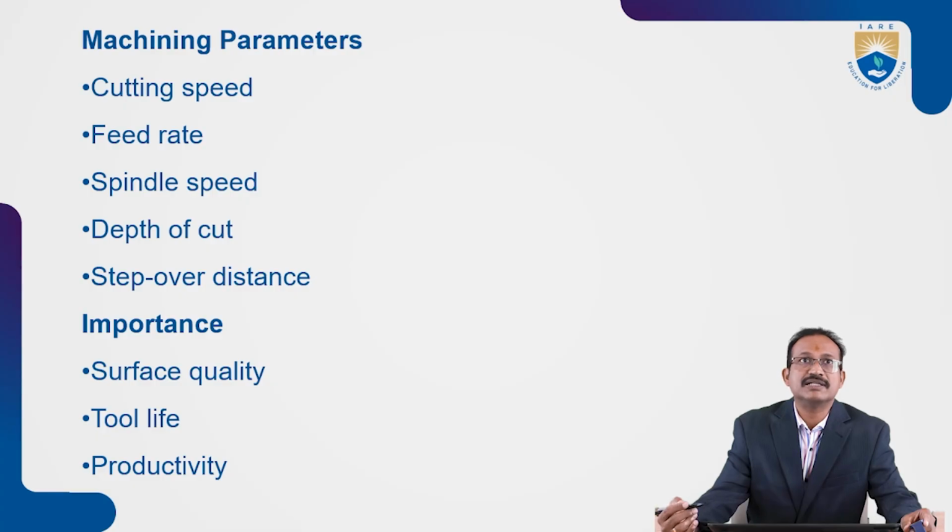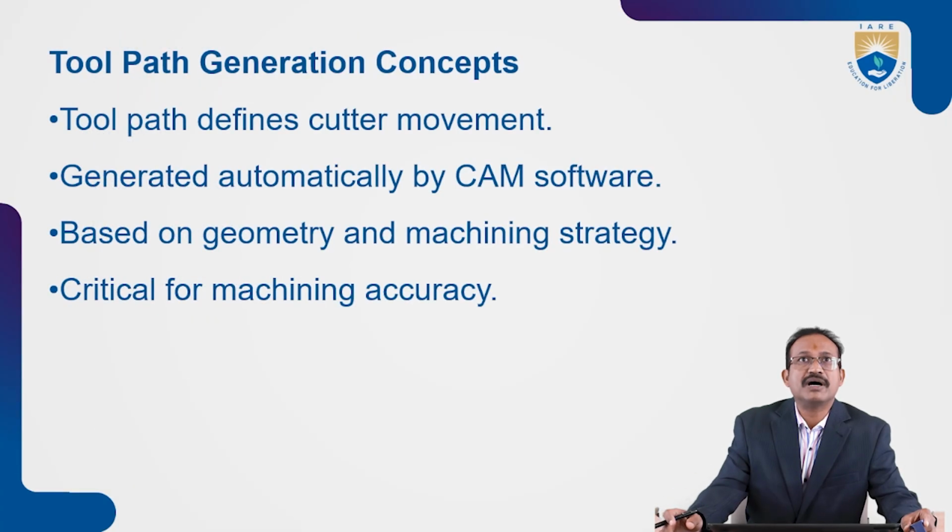Cutting speed and spindle speed both. Tool path generation concepts. Tool path defines cutter movement generated automatically by CAM software based on geometry and machining strategy, critical for machining accuracy. Tool path generation concepts include tool path definition, that is cutter movement generated automatically by CAM software, based on geometry and machining strategy, and critical for machining accuracy.